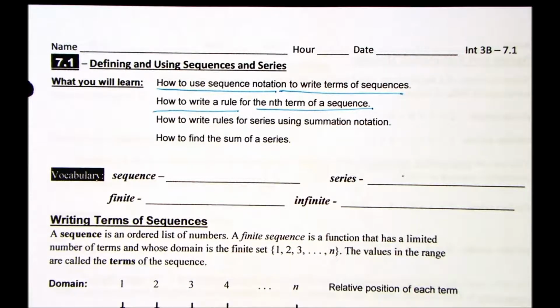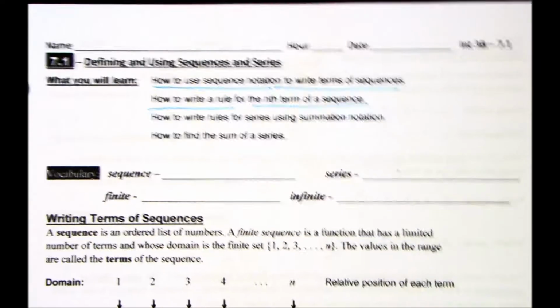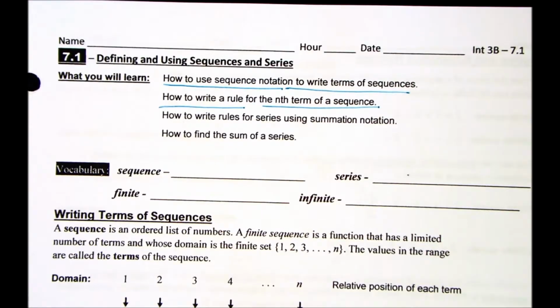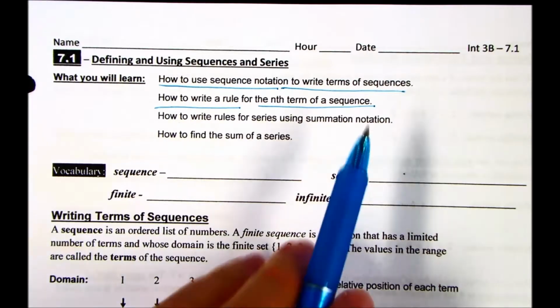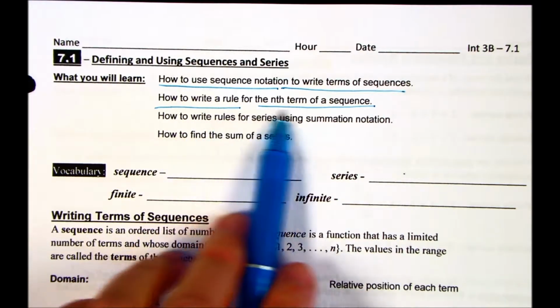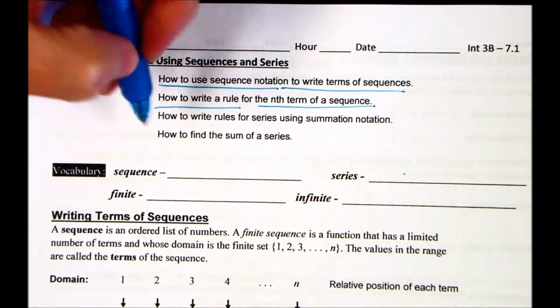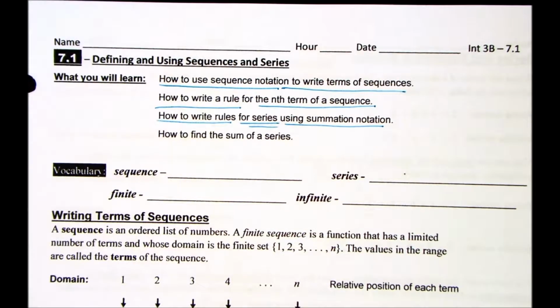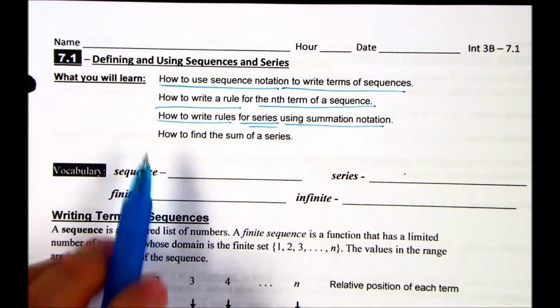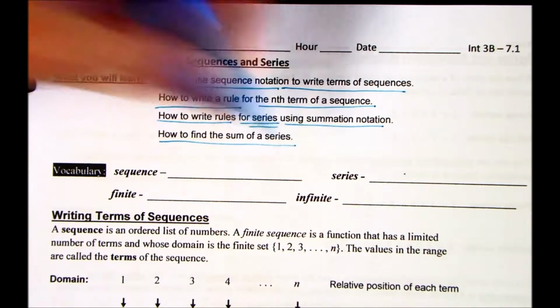Hello. So today we are starting our Sequences and Series chapter, chapter 7, and this first lesson is about how we use the new notation to write sequences and then writing a rule for the nth term of a sequence. Also, we're going to be writing rules for series using summation notation, which again is new, and then how to find the sum of a series.